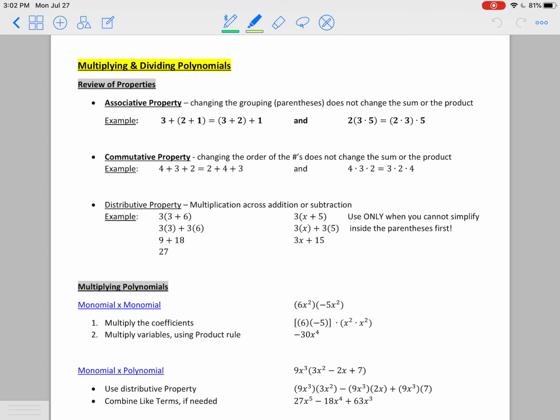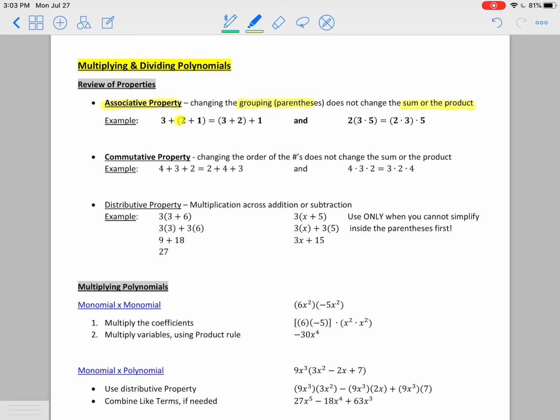So the first one I'd like to talk about is the associative property. And associative property just says that changing the groupings or the parentheses does not change the sum or the product. So here we're talking about, of course, addition and multiplication. This property does not apply to division or subtraction because it just doesn't work. Let's look at our example.